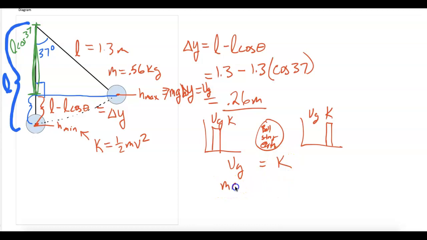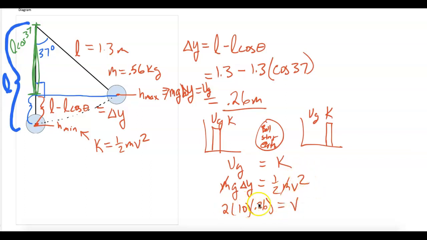So UG is mg delta y. So that was our height times the acceleration due to gravity times the mass, and that's equal to 1/2 mv squared. But what's cool is the mass doesn't matter, so we can cross it off. Now at this point, we can just take gravity, which is 10, times delta y, which we know is 0.26. Then we're going to multiply that times 2 because we're trying to get rid of this. So it's 2 times 10 times 0.26, and that's equal to v squared.